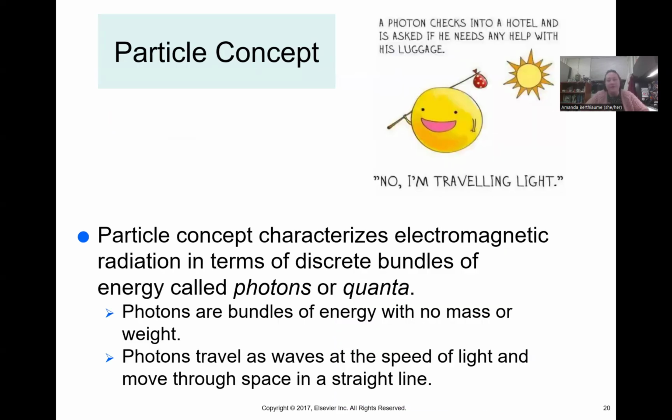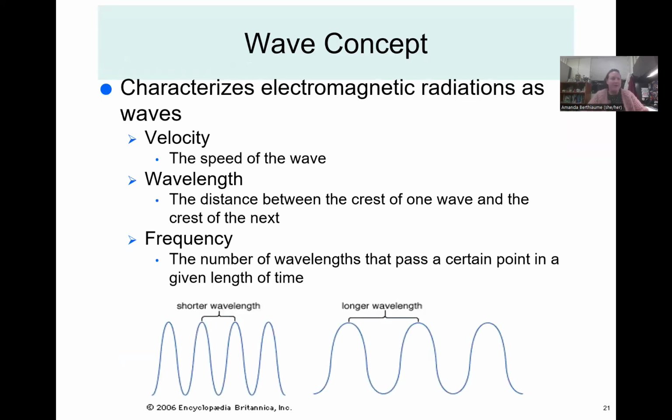All right, particles, right? So the particle concept characterizes electromagnetic radiation in terms of discrete bundles, and they call these energy photons or quanta, right? Photons are bundles of energy with no mass or weight, and photons travel in waves at the speed of light through space and time. I know this is probably bringing you right back to sixth or seventh grade science class, but those are what particles are, right? And then particles have waves.